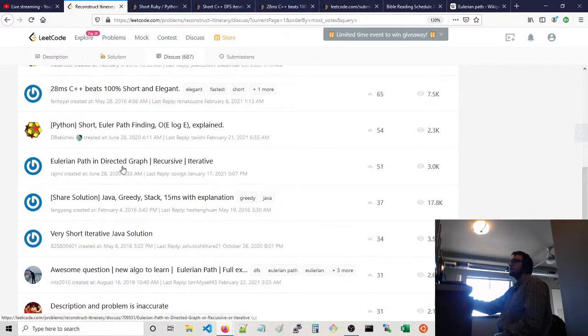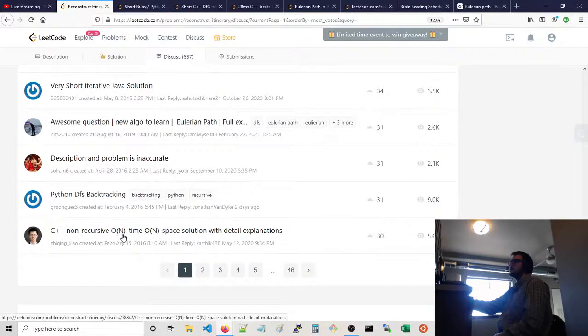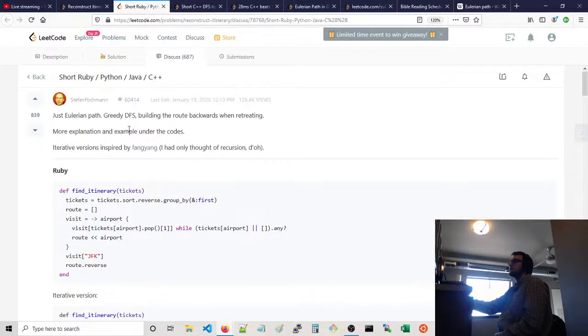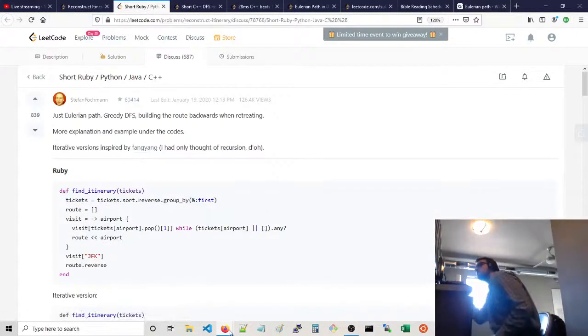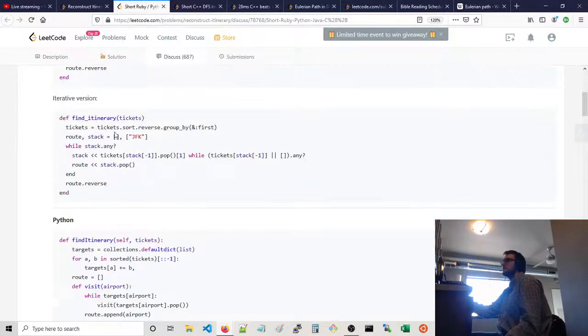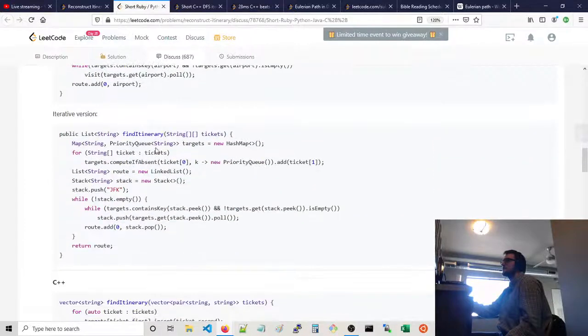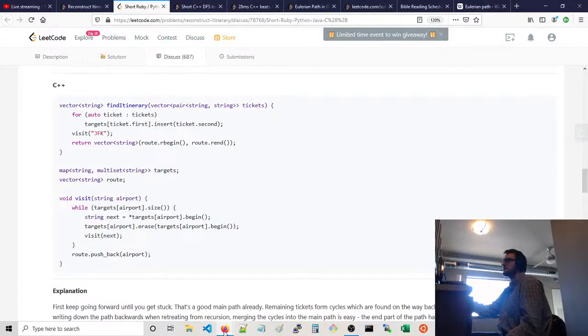Eulerian path and directed graph, recursive, iterative. Let's see some of these. New algo to learn, yeah, non-recursive. Linear time, linear space solution with detailed explanations. Okay, so let's see. Yeah, I like Pacman's. Usually this is quite good. Although we're not going to go over the Ruby and the Python, nor the Java either. Just stick to C++ for now.